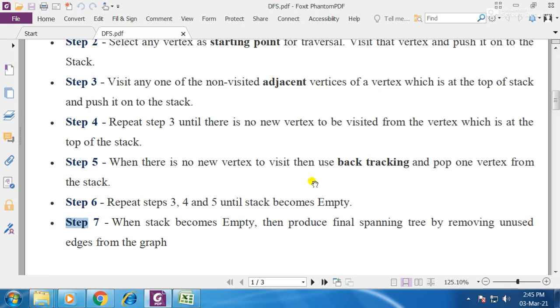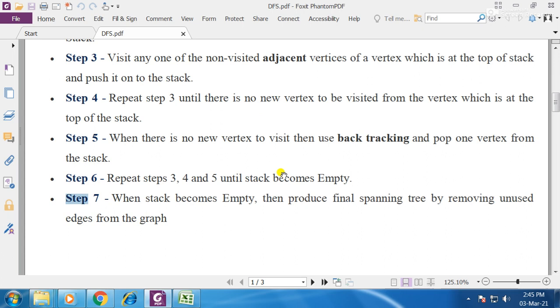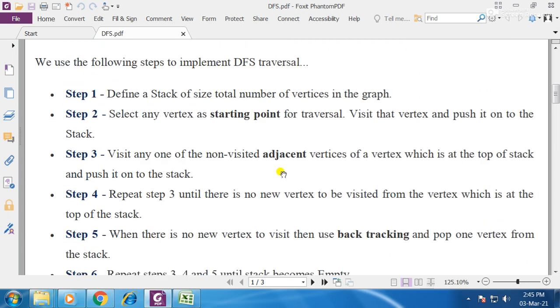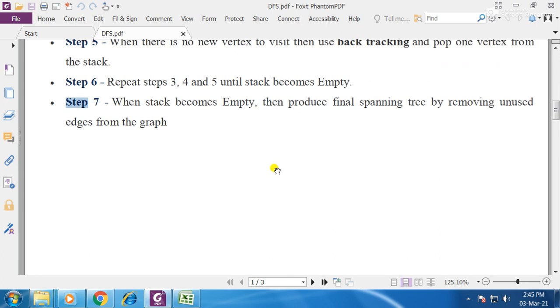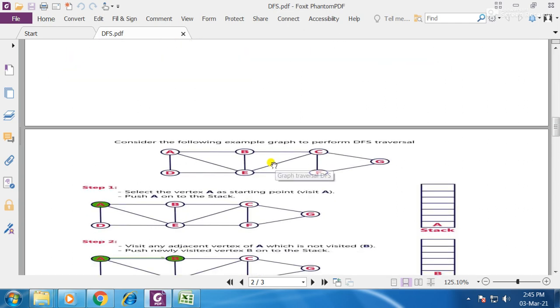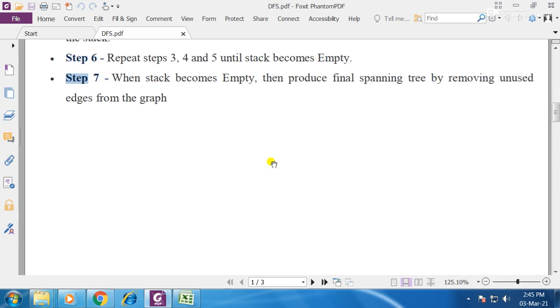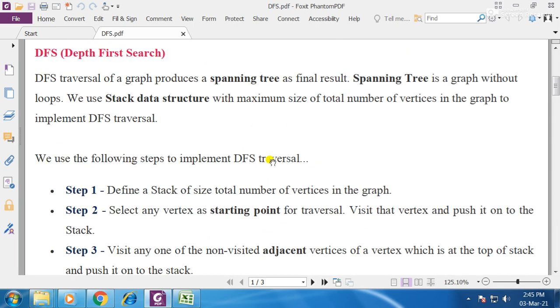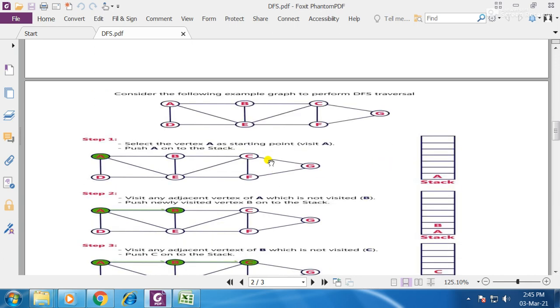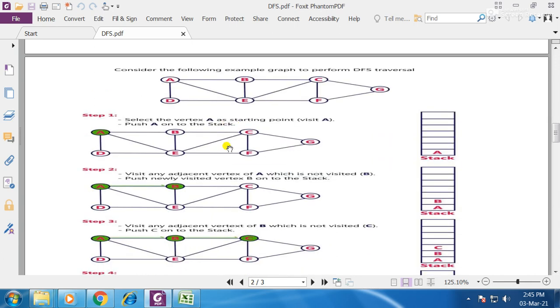So this algorithm has 7 total steps, and these steps are just a simple process of visiting the vertex, pushing it in the stack, then again visiting an adjacent vertex, pushing it in the stack, and removing them. Like this, you have to visit and put them in the stack so that all the visited vertices will be there in the stack, and in this way the stack becomes empty. This situation can be easily understood with the help of a diagram.